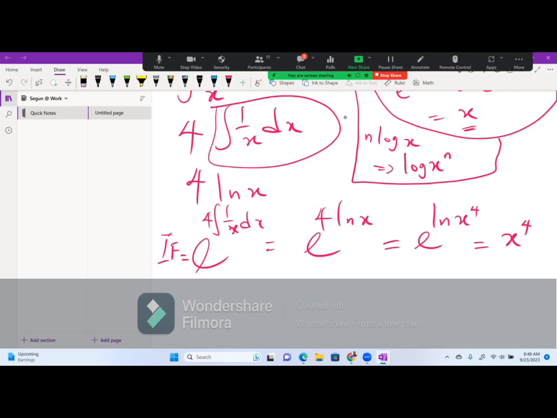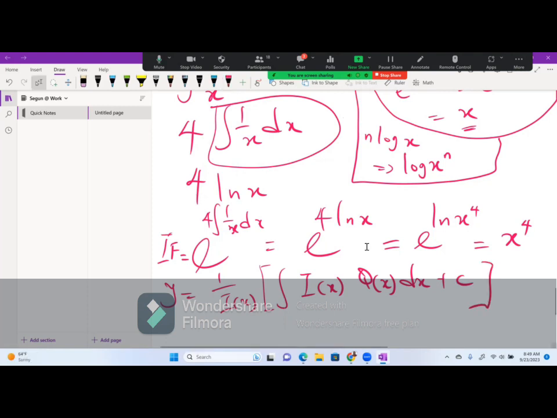Now, we proceed from there. So, now that we have the basic knowledge of what it is, we go to our general formula that says y equals 1 all over I of x, integral of I of x, q of x, dx plus c.